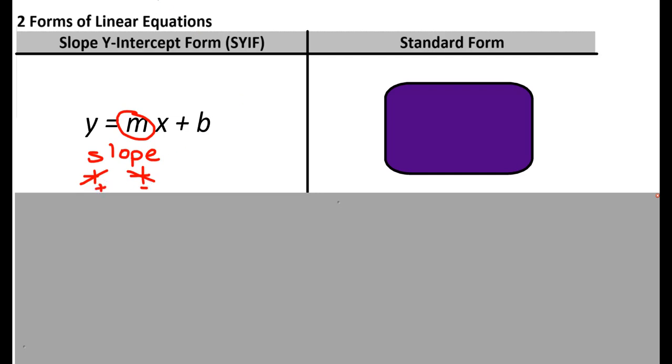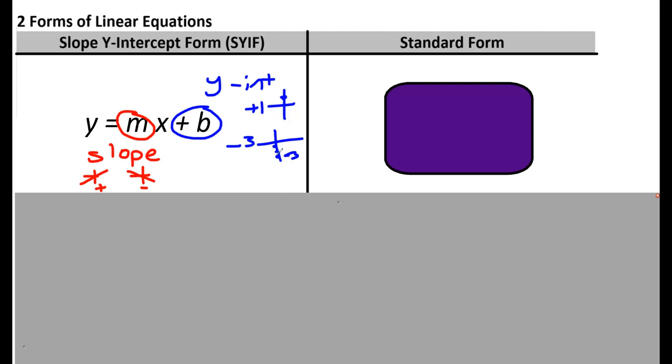And then the b value was our y-intercept. And you take the sign of the y-intercept as well. So if it was +1, then our graph would have a y-intercept, which is where it hits the y-axis, in the positive part. And then if the y-intercept was -3 or something, then it would be somewhere like down here at -3. And that's where the line would cross.